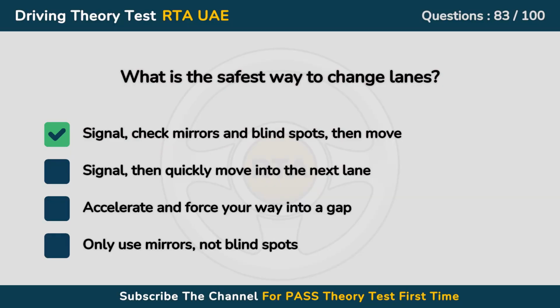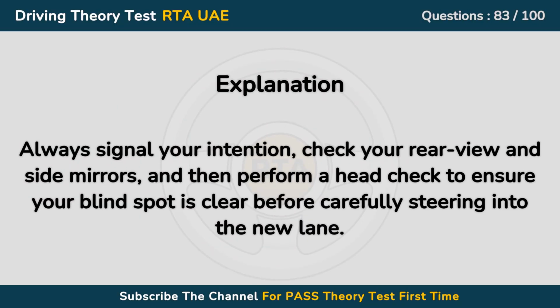Answer is A. Signal, check mirrors and blind spots, then move. Always signal your intention, check your rearview and side mirrors, and then perform a head check to ensure your blind spot is clear before carefully steering into the new lane.